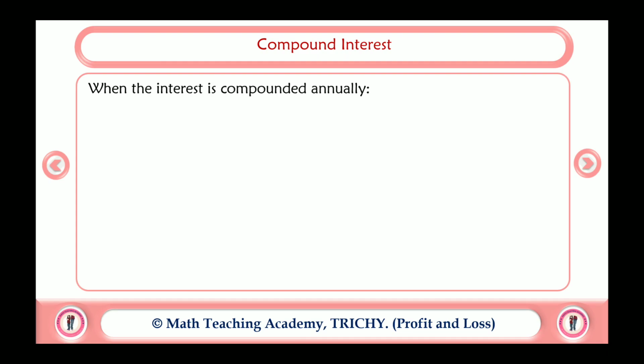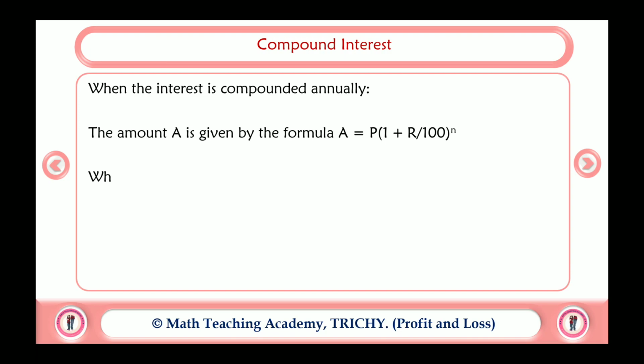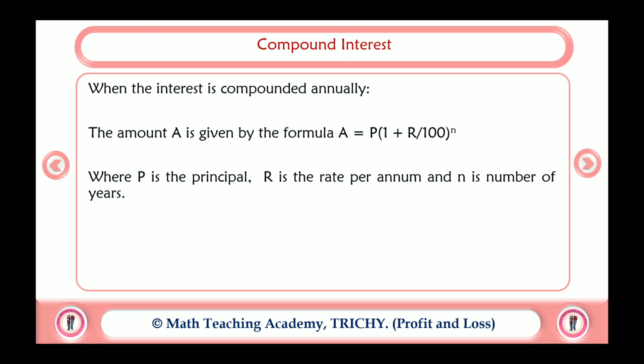When the interest rate is compounded annually, the amount A is given by the formula A = P(1 + R/100)^n. Here we must know what P, R and n are, where P is the principal, R is the interest rate per annum and n is the number of years. Compound interest is obtained by CI = amount minus principal. So this is the formula we have to use to find the amount compounded annually with the help of compound interest.